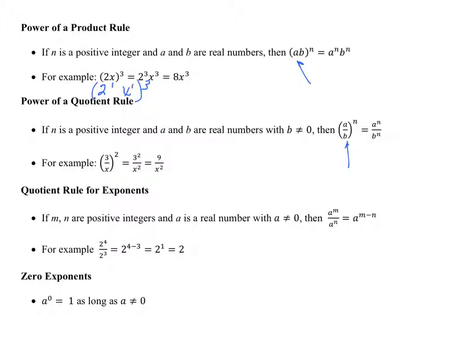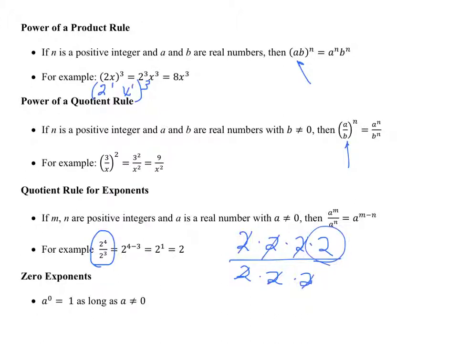The quotient rule for exponents is this. If I have the same base on the top and the bottom, I just have to subtract my exponents and leave the base the same. So this is my example: 2 to the 4th over 2 to the 3rd. I always think of it like this, you guys. I can't help myself. The 2's divide out to get 1, and I'm only left with 1, 2.